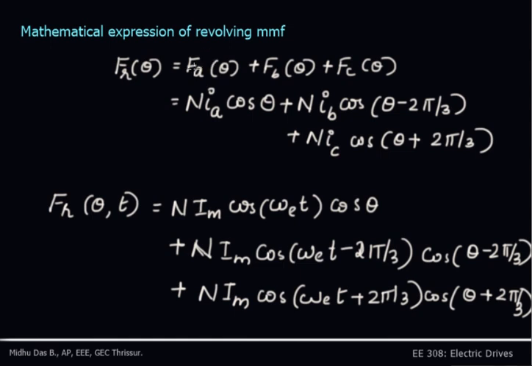Now, coming to the mathematics, we can see that there is both time variation and space variation of the MMF. So Fr of theta is a resultant of Fa theta plus Fb theta plus Fc theta. If you substitute the expressions, you get Nia cos theta plus Nib cos (theta minus 2 pi by 3) plus Nic cos (theta plus 2 pi by 3). Now, we are going to substitute for Ia, Ib and Ic in terms of time variation. So Im cos omega et, Im cos (omega et minus 2 pi by 3) and so on are substituted here, and we get an expression for Fr of theta, t, including the time variation of the current.